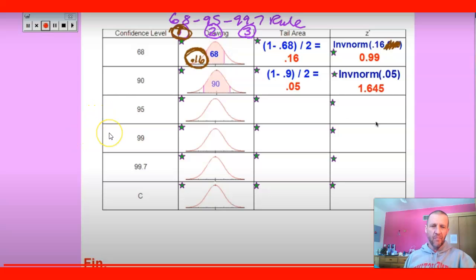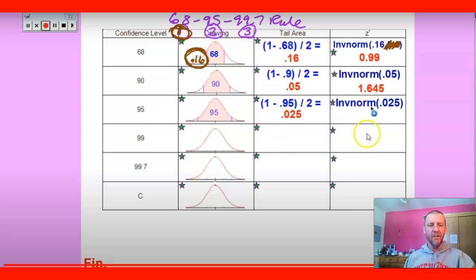To do 95%, same game. Now this one should be darn near 2, right? We know that 95% of the values should be within 2 standard deviations. 0.95 is in there. That means there's 5% in the 2 tails. Divide that by 2. This is 0.025. Inverse norm with 0.025 should be 2, right? Oh, 1.96.